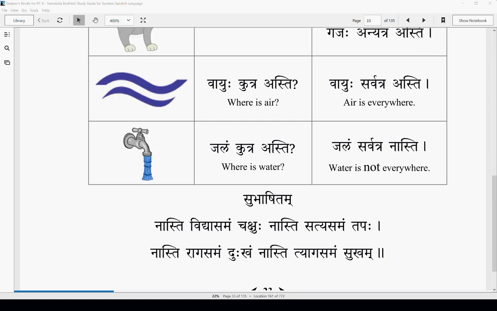Then it is nasti tyaga samam. Tyaga is renunciation. I had written on tapas also that there are 3 kinds of austerities. I think I'll just make it short because this is not a Gita class. Two more minutes, I'll just cover that. Nasti tyaga samam sukham.